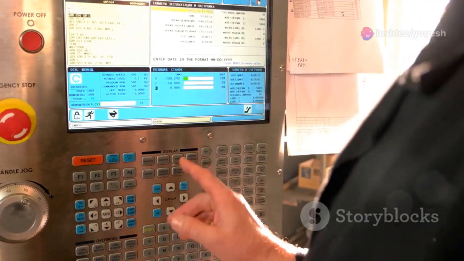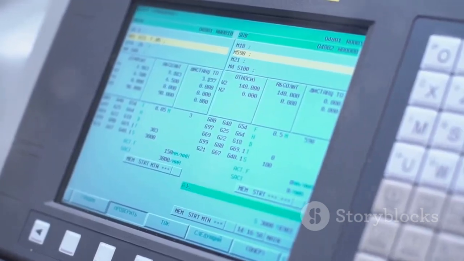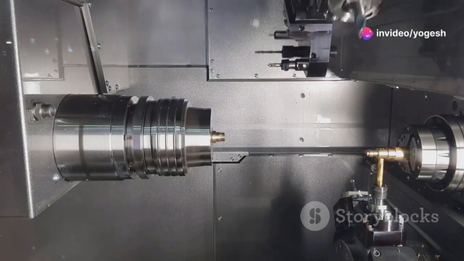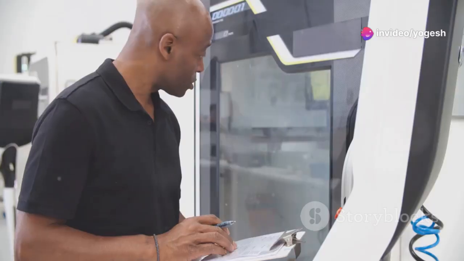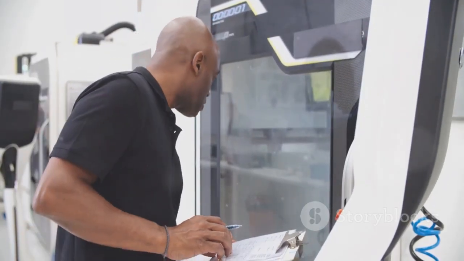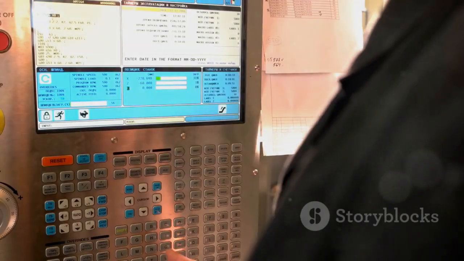M-codes, on the other hand, are miscellaneous codes that control machine functions beyond tool movement. These codes manage actions such as turning the spindle on or off, changing tools, and coolant control. Together, G-codes and M-codes form the backbone of CNC programs, providing a comprehensive set of instructions for the machine to follow.